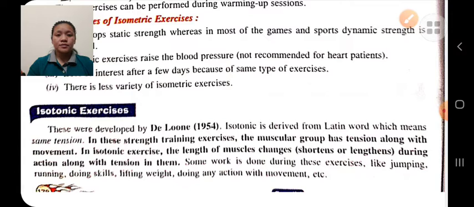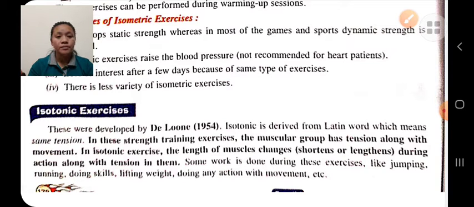Isotonic exercise. Isotonic exercise was introduced by Delaunay in 1954. Isotonic is a combination of two words, iso and tonic. Iso means same, tonic means tension. So in isotonic exercise, there is the same tension in the muscle. The muscle group has the same tension along with movement.